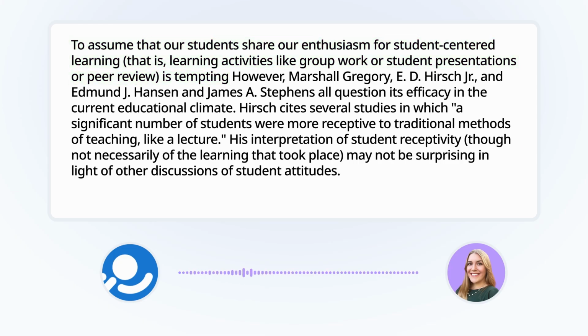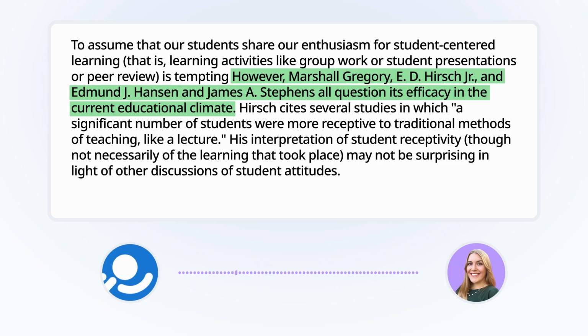Yeah. Okay, so however, Marshall Gregory, E.D. Hirsch Jr., and Edmund J. Hansen and James A. Stevens all question its efficacy in the current educational climate. Okay, so we got a however. So it's tempting to assume that students like it. However, we're questioning whether it's effective. Okay, we're questioning its efficacy.